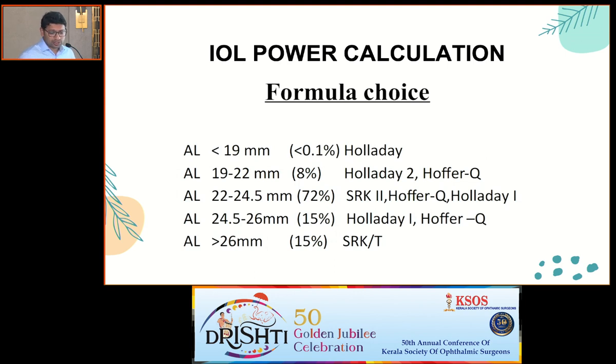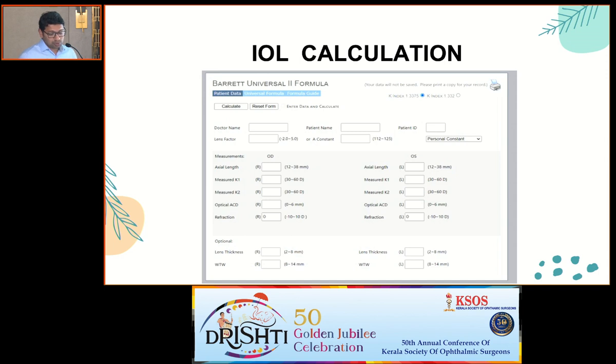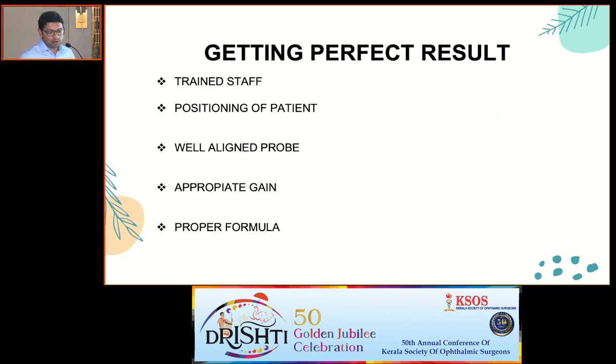As for the formula of choice, nowadays we use the Barrett online calculation for all patients. Ideally, in shorter axial lengths you can use Hoffer Q, and in longer axial lengths you can use SRK/T. But these do not include the effective lens position, because they do not include the AC depth and lens thickness. So in all patients we use the Barrett online calculation, either by mobile or laptop. You can just enter the values, and you can enter the AC depth and lens thickness. That gives a better result in all patients. By doing this, we have achieved more than 80% of patients getting almost within 0.5 diopter.